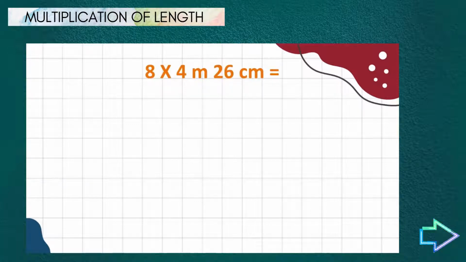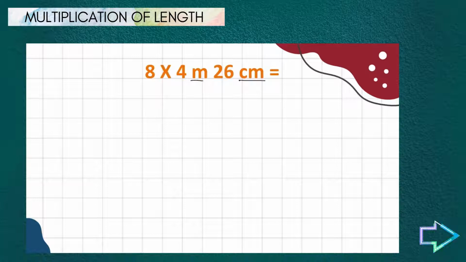Next one, we have 8 times 4 meter and 26 centimeter. Can you see the difference for this question with the previous question? Yes, for this question, we have the combination of meter and centimeter. Previously we only did multiplication for meter only or centimeter only, but this time you need to times meter and centimeter together. For this kind of question, we still use the normal standard litre method and the same way like we did before this.